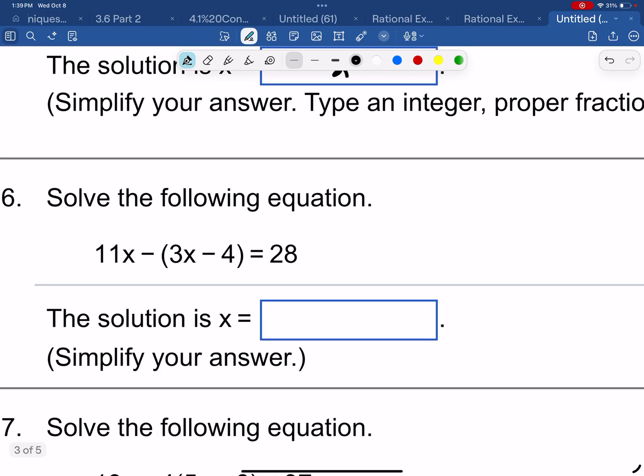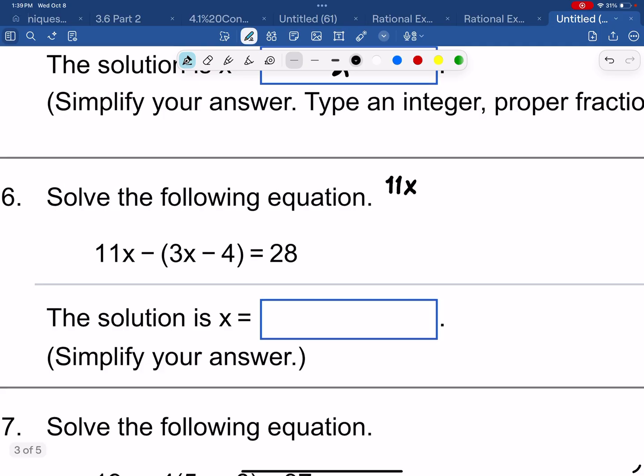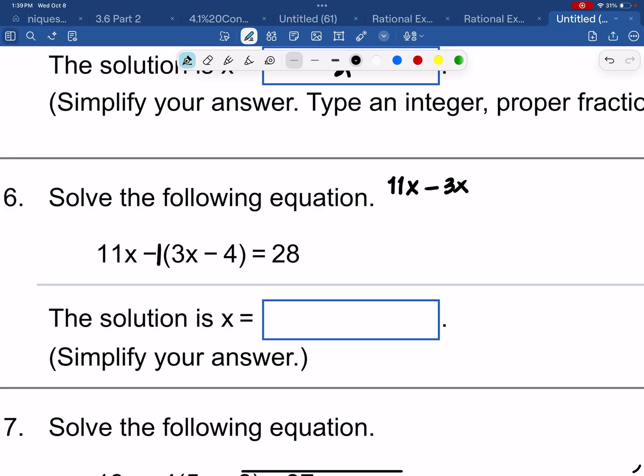Example 6. So we have 11x minus, in parentheses, 3x minus 4, close parentheses, equals 28. Very similar to the last problem, except that's an 11x. So this is like a minus 1, so that's a minus 3x and a plus 4, because negative times positive is a negative, negative and a negative is a positive, equals 28. Now this time, 11x minus 3x simplifies to 8x plus 4 equals 28.